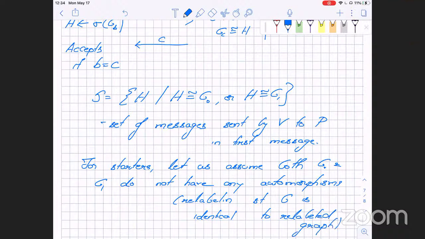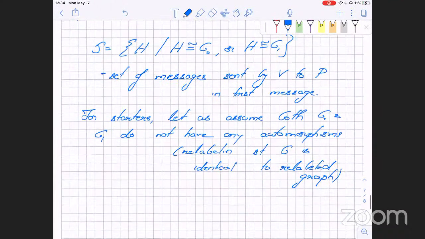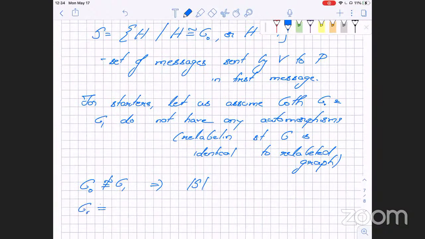Let's ignore this assumption for now. We will have to keep this. If I want to claim, what if G0 is not isomorphic to G1, what is the size of S? If G0 is isomorphic to G1, what is the size of S? I want to ask these two questions.